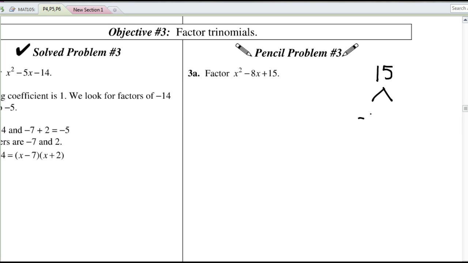So let's do negative 3 and negative 5. Notice if you multiply them together, what do you get? Positive 15. And if you add them, minus 3 minus 5, you get negative 8. So we split up the middle number: x squared minus 3x minus 5x plus 15. Pretty easy. Then we form our groups, first group, second group.